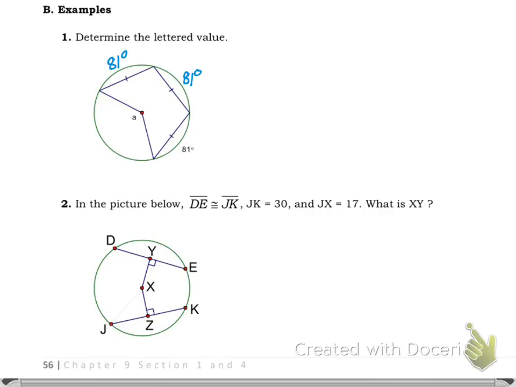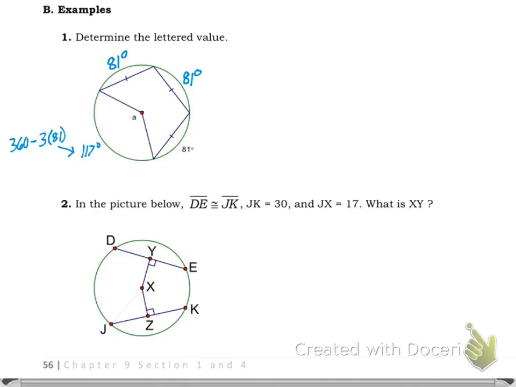87 degrees? Ooh, we got 87 and we got one. What do other people get? 117. It's 117. Just double check your math. So that's 117, because that would be 360 minus 3 times 81. That's going to equal 117. It should be 117.